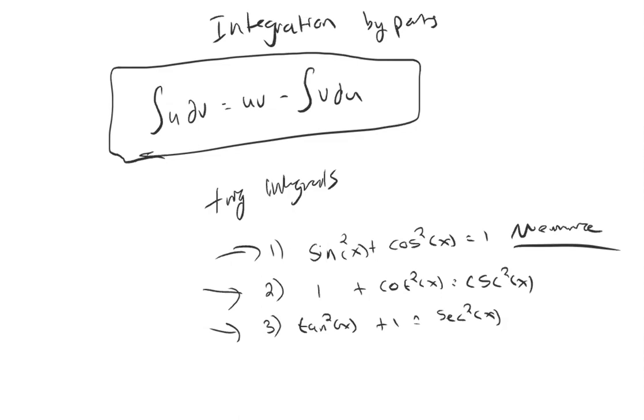formulas. But most of the time, these trigonometric integrals just boil down to making some sort of substitution. So we either use a power reduction. So we'll recall that power reduction is cosine squared is 1 plus cosine 2x over 2, and sine squared is 1 minus cosine 2x over 2, if I recall correctly.